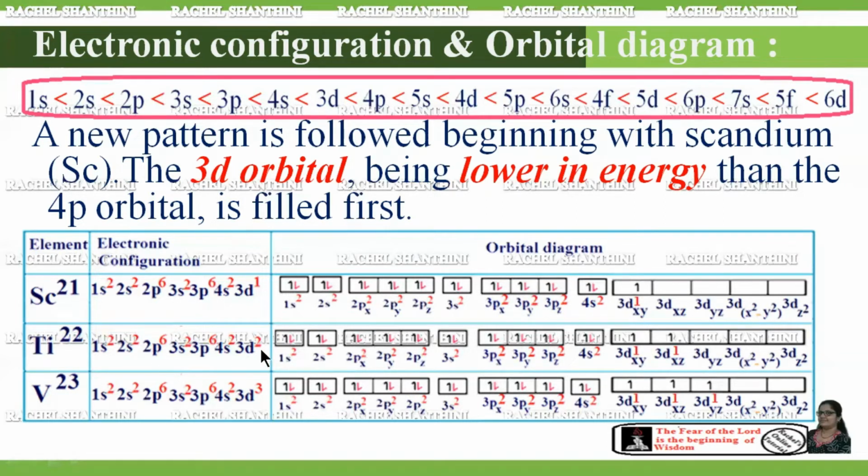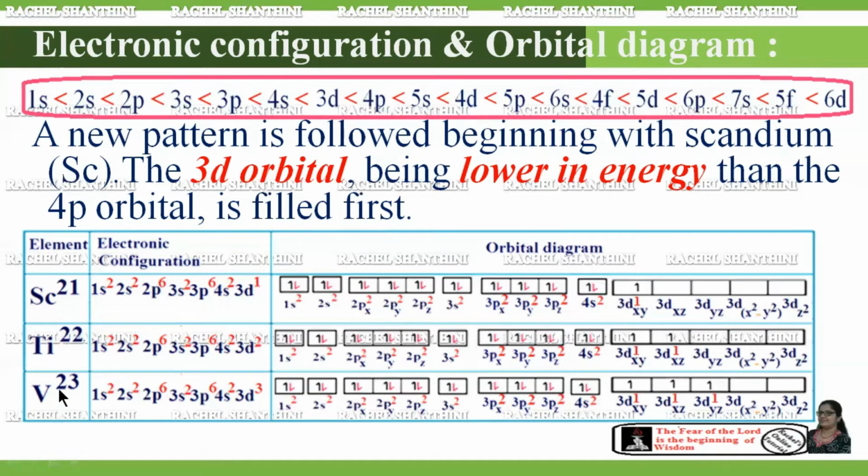Instead, one electron will occupy the 3d xy orbital and the other one will occupy the 3d xz orbital. So we need to draw one upward arrow mark in 3d xy and one upward arrow mark in 3d xz. You have to be very careful while filling up the electrons in degenerate orbitals.